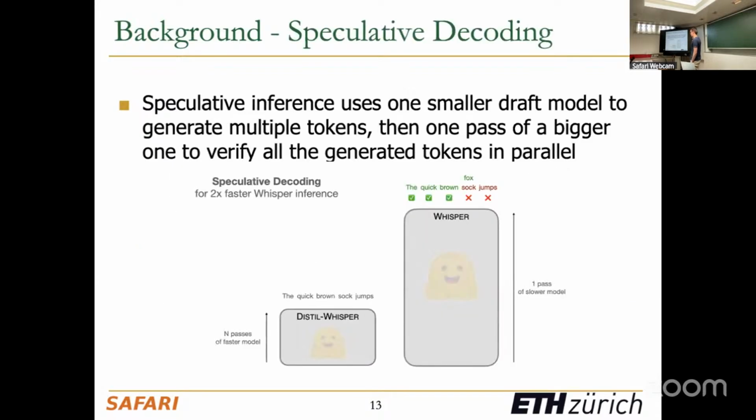Okay, one little thing on speculative decoding. The idea of speculative decoding is using a smaller draft model that can generate multiple tokens really fast, and then we go through one pass of the bigger model, which can verify all the generated tokens in parallel, a bit like the prefill phase.